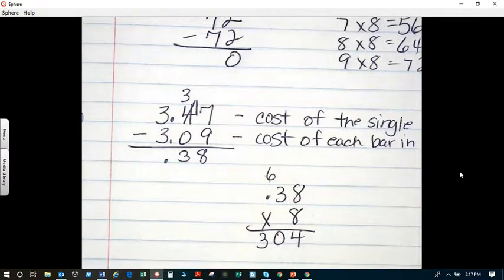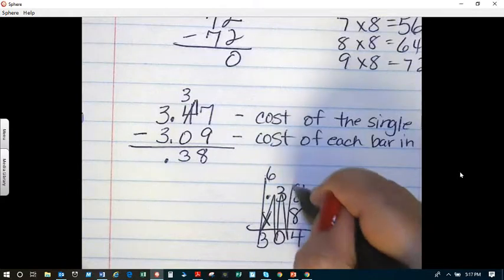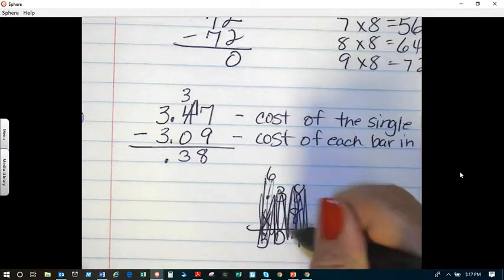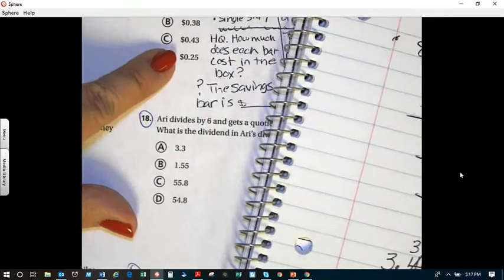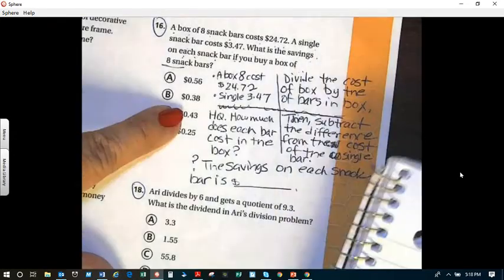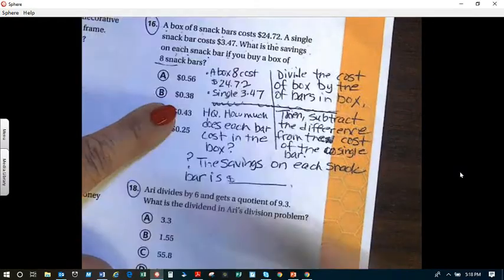Oh, we didn't need to do that. That wasn't the total savings. Nope, I went in and I expanded. So what is the cost? Sorry about that, erased it. So what is the cost of each bar that is in the group, that's in the box?